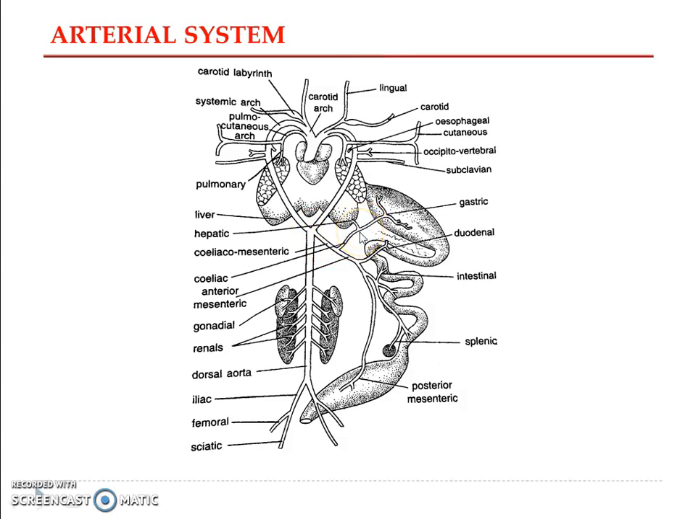Now the celiac artery supplies blood to the stomach through the gastric artery and the liver through the hepatic artery. Okay, so you can see this is the celiac. It gives off hepatic and gastric.